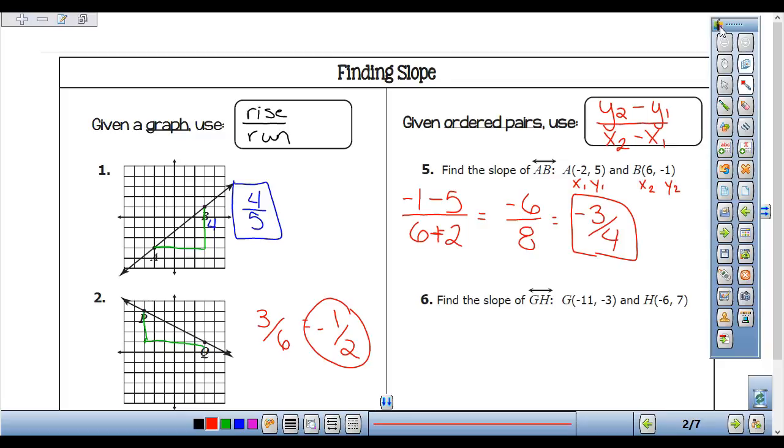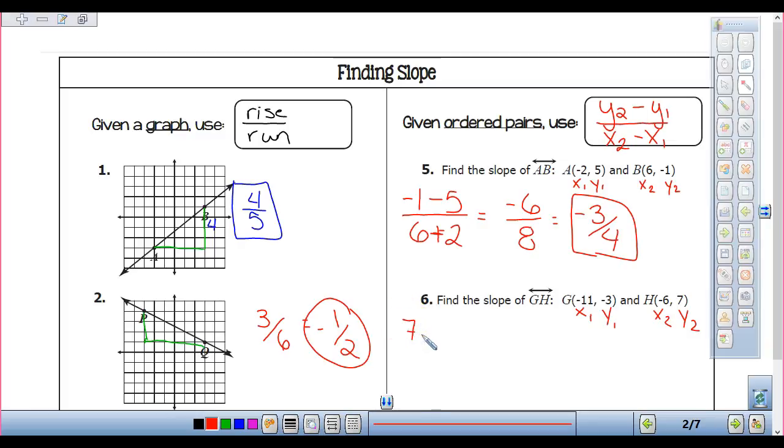Okay, so this one, x1, y1, x2, y2. So on the top I have minus negative 3, so 7 plus 3 over plus 11. So on the top I have 10 over 5, which is 2.